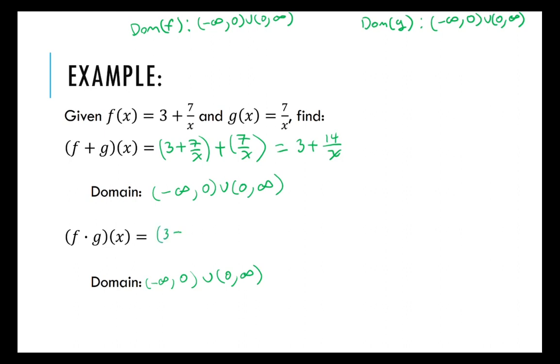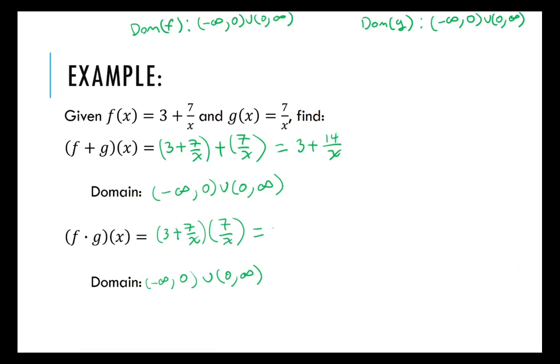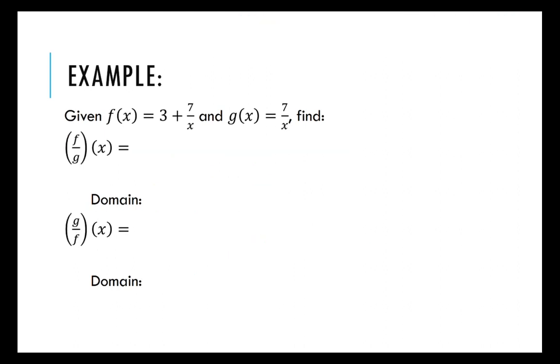That is 3 plus 7 over x times 7 over x. Then I can distribute. That's going to give me 7 over x times 3 is 21 over x. 7 over x times 7 over x is 49 over x squared. Same functions, but now we're going to do some division.